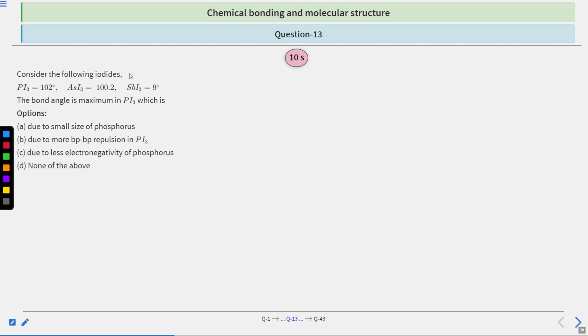Consider the following iodides: PI3, AsI3, and SbI3 having their bond angles respectively. The bond angle is maximum in PI3, which is due to the small size of phosphorus, due to more bond pair repulsion in PI3, due to less electronegativity of phosphorus, or none of the above. You have 10 seconds to solve this question. After that, we will see the answer.